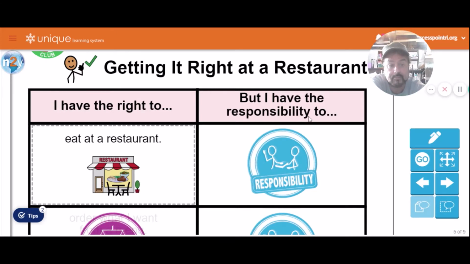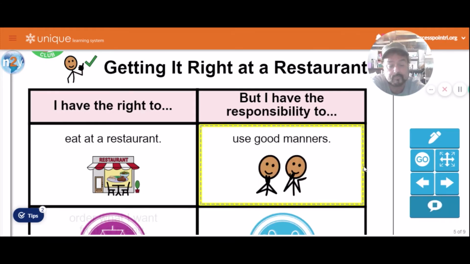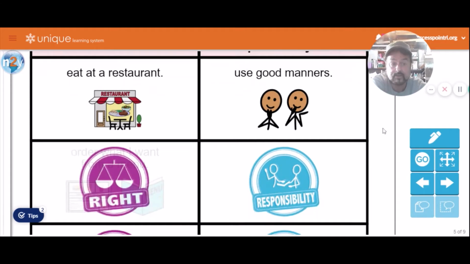Okay, so you and I have the right to eat at a restaurant if we want to. But we have a responsibility to use good manners. You don't want to go to a restaurant and not say please and thank you. You also don't want to sit there and burp really loud, and make a big mess and stuff like that. You want to use good manners, so you have a responsibility to use good manners at a restaurant, and you have the right to eat at a restaurant.